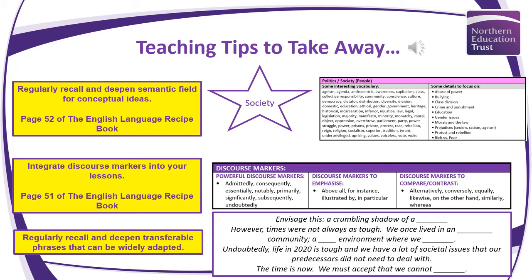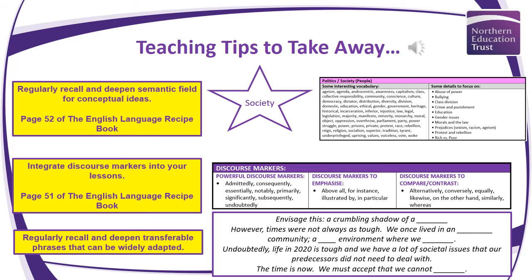So, for example, envisage this, a crumbling shadow of a what? Well, if the topic that was being discussed was education, a crumbling shadow of a child. The second one, however, times were not always as tough. We once lived in a close-knit community, a safe environment where we all looked out for each other, if we were talking about the issue of crime.